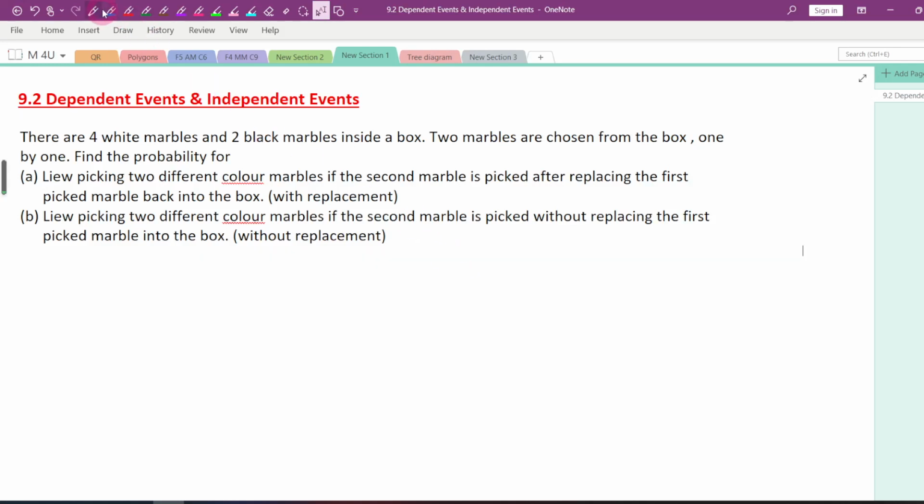Hi everybody, in this video, let's look at dependent event and independent event. Let's look at the example. There are 4 white marbles and 2 black marbles inside the box. 2 marbles are chosen from the box, one by one.